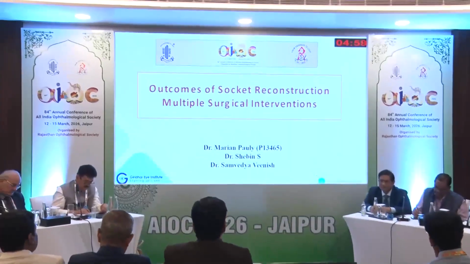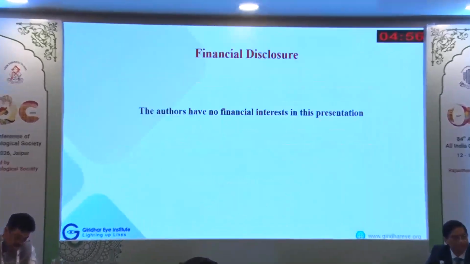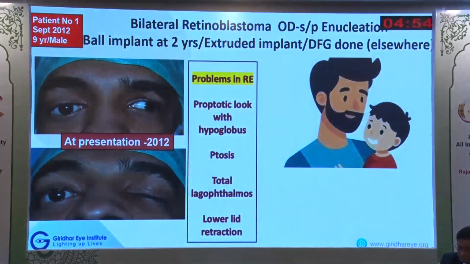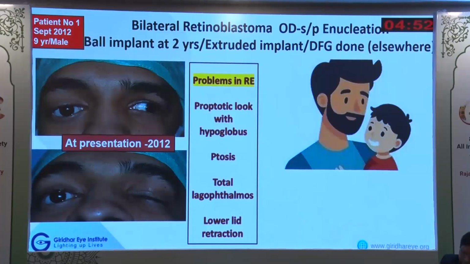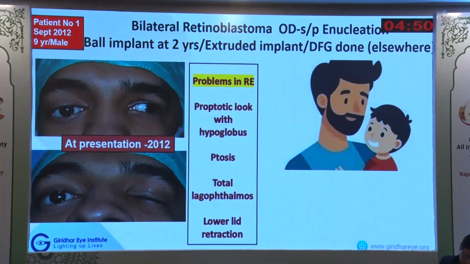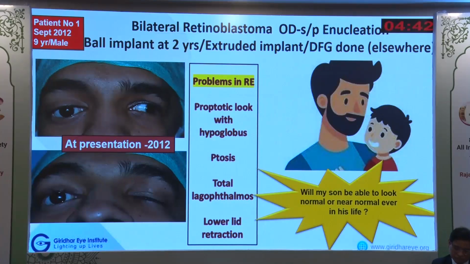Respected judges, I am here to share my experiences regarding the outcome of socket reconstruction involving multiple surgical interventions. In September 2012, a 9-year-old child presented to me. He is a known case of bilateral retinoblastoma, right eye status post enucleation with a ball implant at 2 years of age, extruded implant and dermis fat graft done elsewhere.